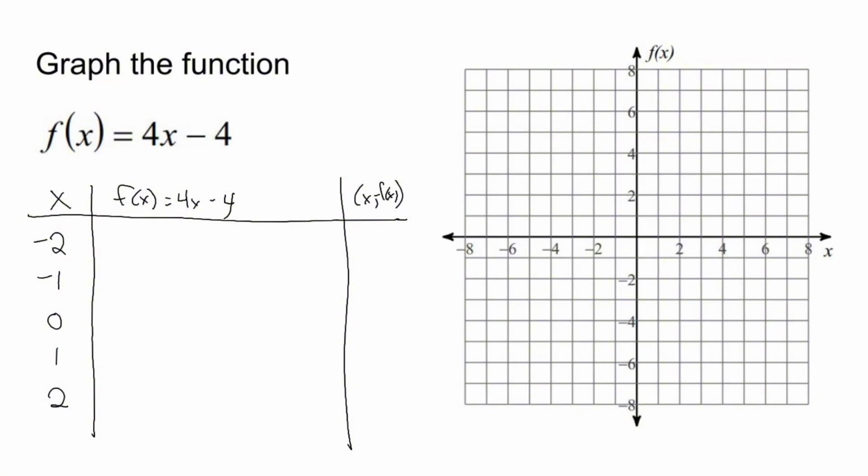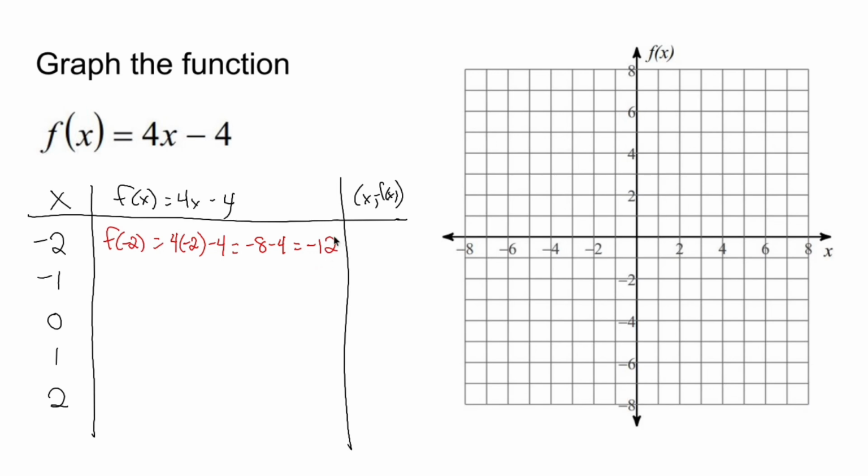Now that I picked my x values, I'm going to plug them into f of x. So f of -2 means I'm going to write out 4x minus 4, but replace x with parentheses -2. So 4 times parentheses -2 minus 4, following PEMDAS. 4 times -2 is -8, minus 4, and -8 minus 4 is -12.